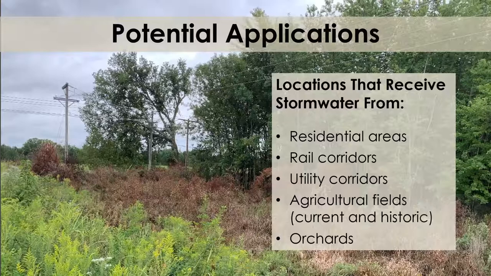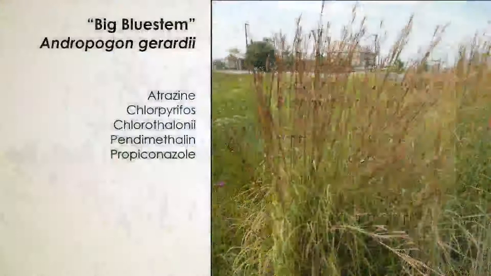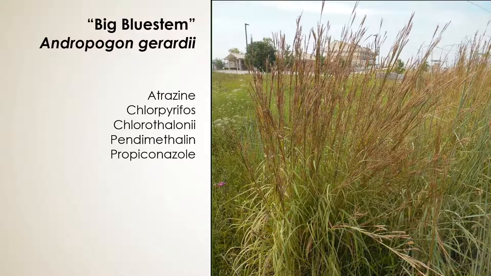Some of the older ones might have used pesticides that are more persistent in the environment, and orchards. So big bluestem has, through research, been shown to have the ability to remediate atrazine, chlorpyrifos, I'm going to butcher these names here, pendimethalin, and a lot of these are also used commonly in residential areas. Golf courses, that sort of thing.